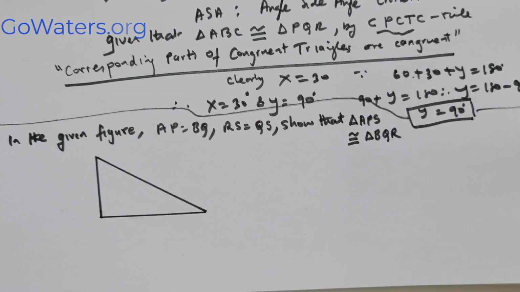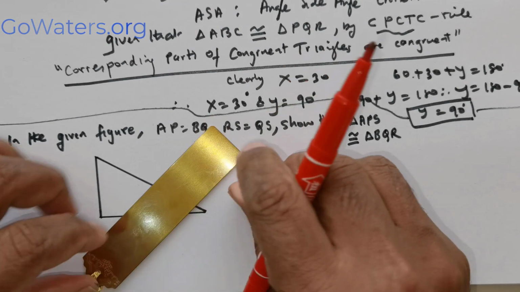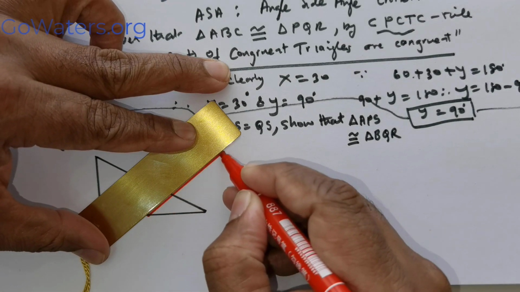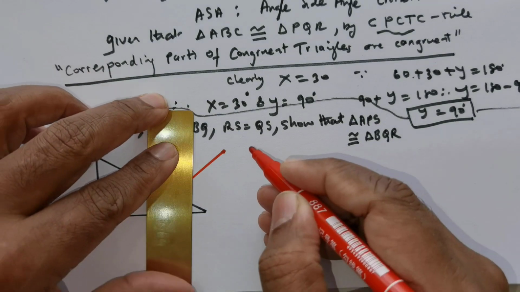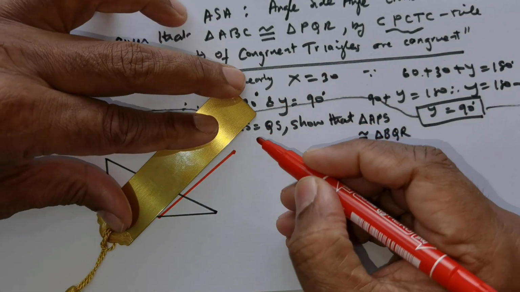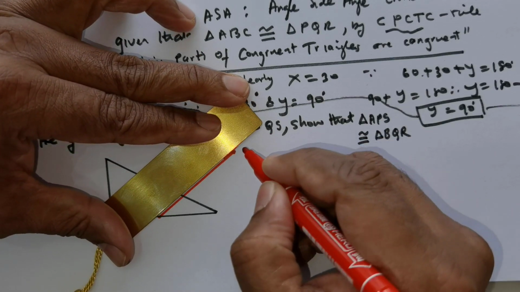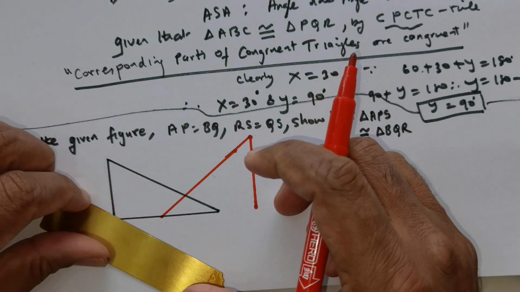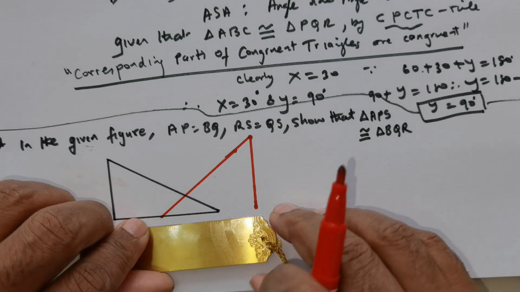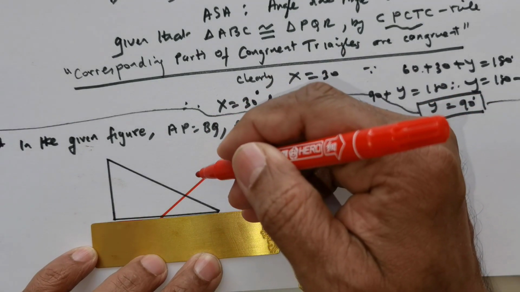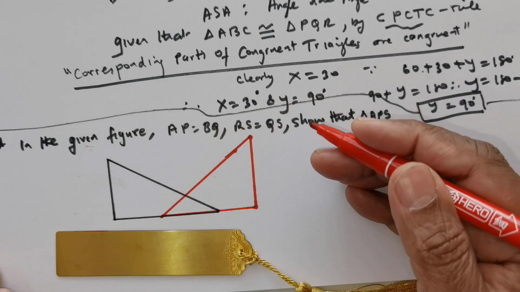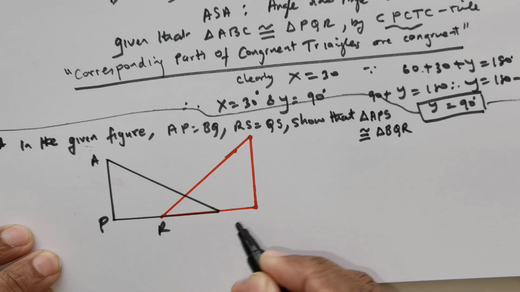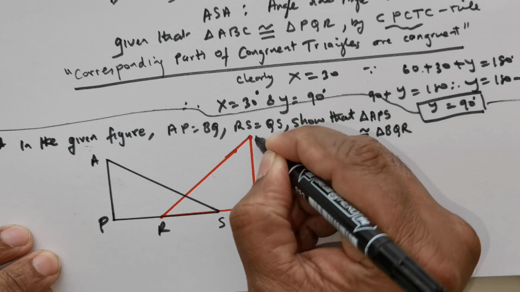This is one part of the figure, and we got the other part, which is moving out like that. So you got A, P, R, S, Q, and B.